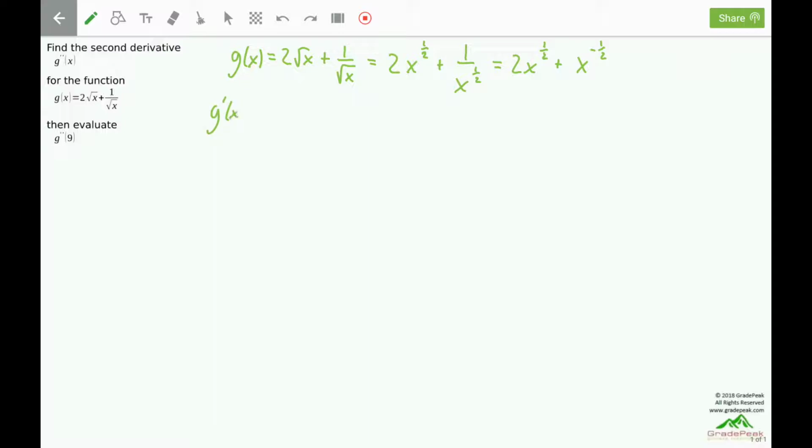To find the second derivative, we will need to first find the first derivative. The first term will bring the power down, 1/2, leave the inside alone, subtract 1 from the power, I will call that 2/2, and multiply by the derivative of the inside to complete the chain rule. Derivative of x is just a 1. Plus the second term, we will bring down the power, minus 1/2, leave the inside alone, x, subtract 1 from the power, I will call that 2/2, and then multiply by the derivative of the inside, which is a 1.